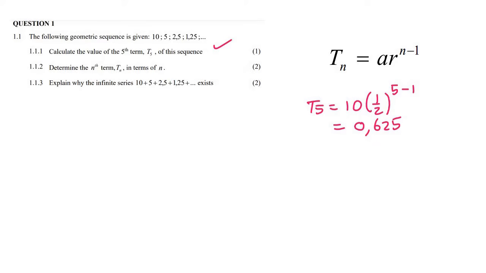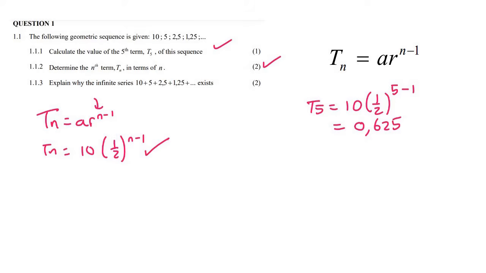Then for number 1.1.2, they say determine the nth term. So you just use the formula again, but you don't fill in a number for n. So it'll just be a, which is 10, r is a half, to the n minus 1. And that's the answer for number 1.1.2.